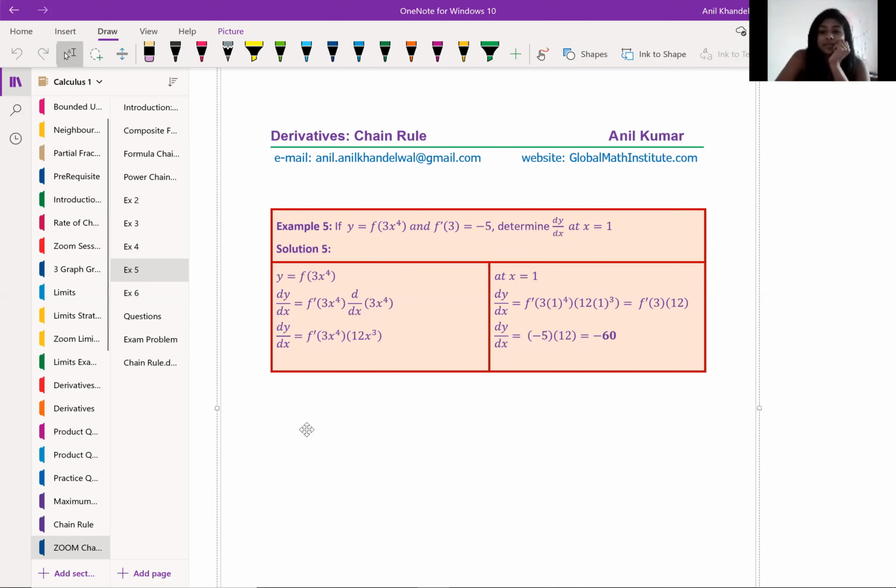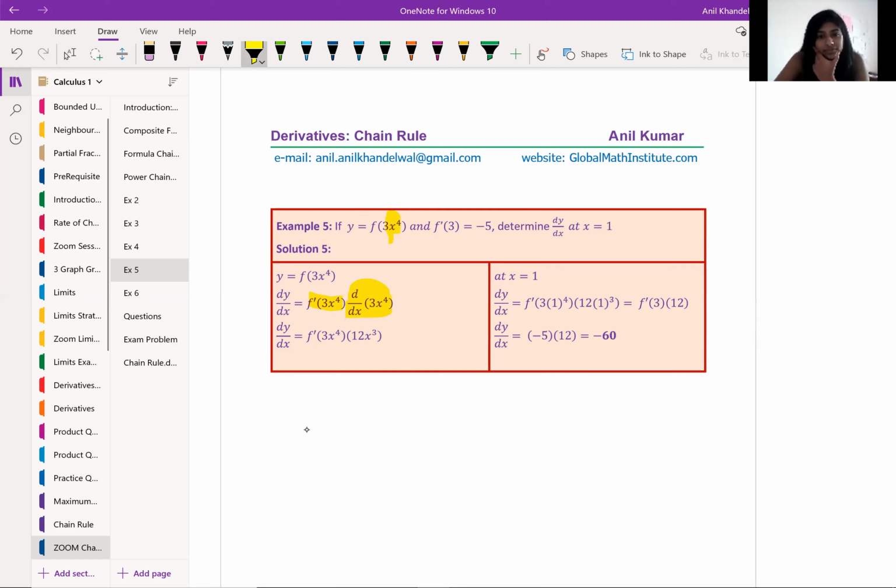Y equals to f of 3x to the power of 4. Normally we say y is a function of g of x. Now we have given g of x as 3x to the power of 4. And we are saying that the derivative of f at 3 is minus 5. You need to determine dy dx at x equals to 1. This is the question for you. Strictly speaking, it is kind of a composite rule. We already have a function inside a function, right? So we have derivative dy dx equals to derivative of 3x to the power of 4 times the derivative of inside function, right?